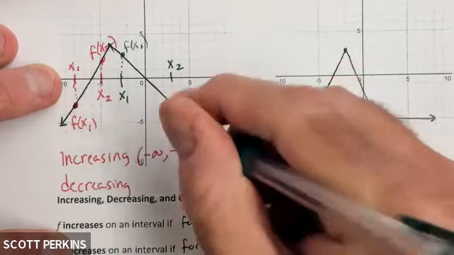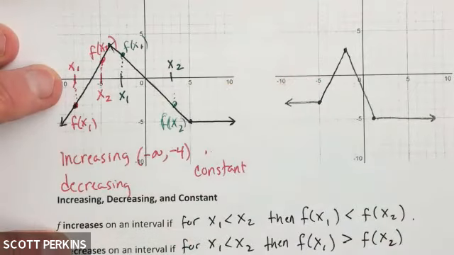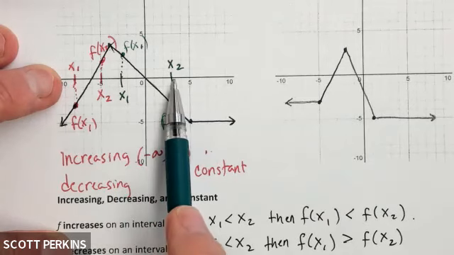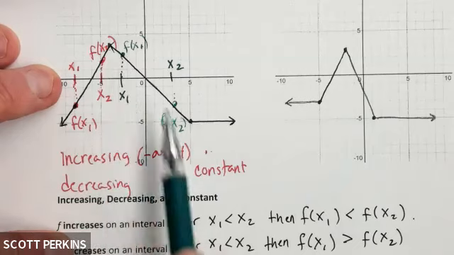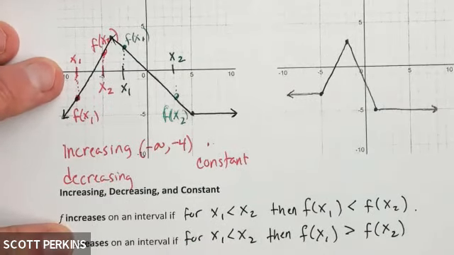Uh-oh, my pen's running out of ink. Don't do this to me. There we go. So you can see that the first x is smaller than the second x, but the y value of the first x is bigger than the y value of the second x. And that is what this definition is just trying to communicate.